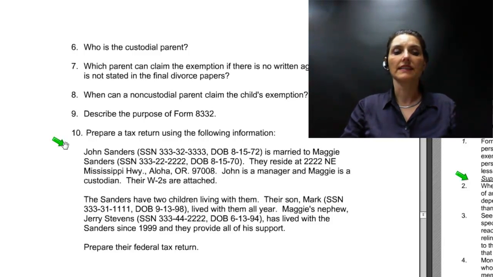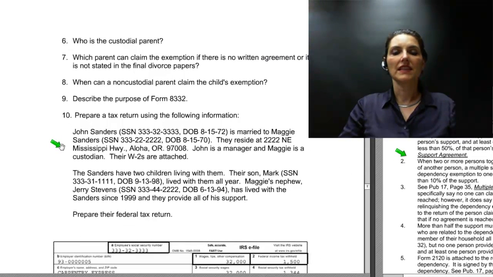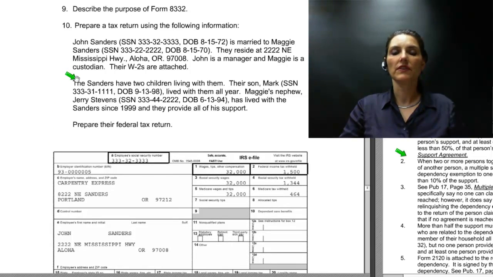Question number 10 is actually asking you to complete a tax return for John Sanders, who is married to Maggie Sanders. It'll be your first tax return of this course. They reside at 222 Northeast Mississippi Highway in Aloha, Oregon. John is a manager. Maggie is a custodian. Their W-2s are attached. The Sanders have 2 children living with them.